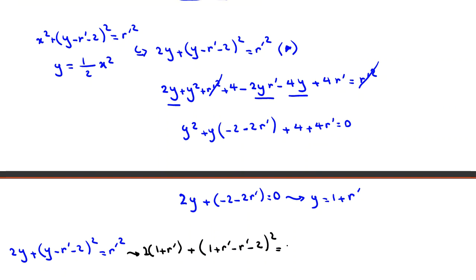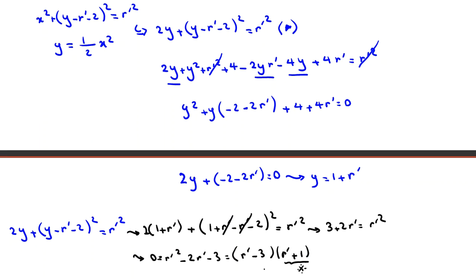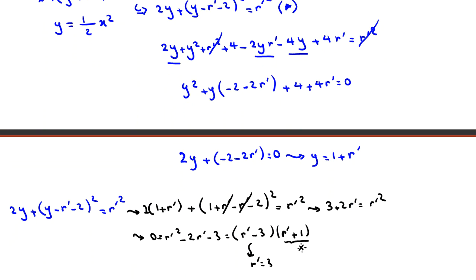equals r prime squared. So this and this will be cancelled. 1 minus 2 is negative 2, and negative 2 to the power of 2 is 4, so 1 plus 2 is 3. 3 plus 2r prime equals r prime squared. And now, if we take everything to the right-hand side, 0 equals r prime squared minus 2r prime minus 3, which equals r prime minus 3 times r prime plus 1. So in this case, it's a contradiction because r prime cannot be negative. Here, r prime would be negative 1. So we have only r prime equal to 3.